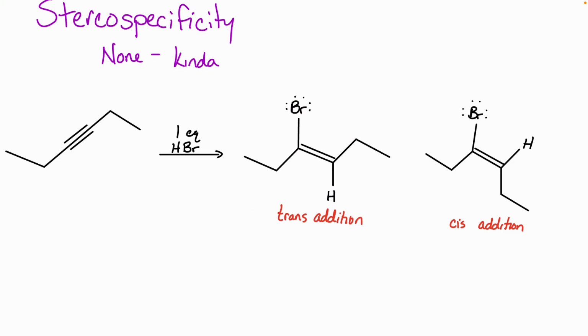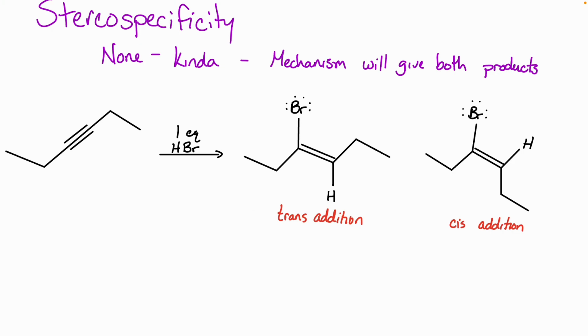Now our mechanism does not lead to one of these over the other, right? Because again, those carbocations are flat, so it's not going to differentiate with our mechanism. Our mechanism will give both products. But nonetheless, one of these would be considered the major product and the other one only the minor product. And that has everything to do with the stability of that alkene that you're forming.